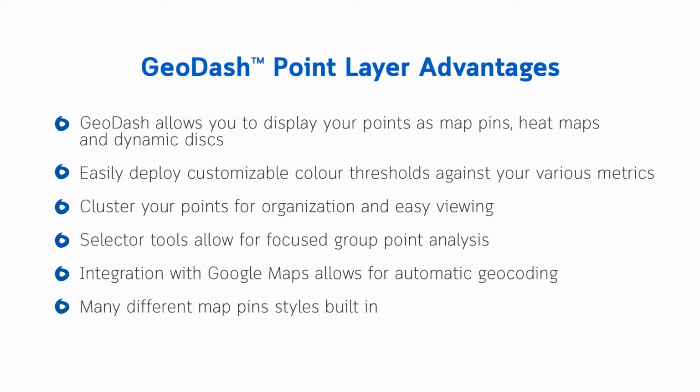That wraps up our demo on point layer types and functions. In summary, the different point layer types are map pins, heat maps, and dynamic disks. And you can use any combination of these layers, plus the other layer types you can learn more about in our video series to get a full view of your geospatial data and help make informed decisions.